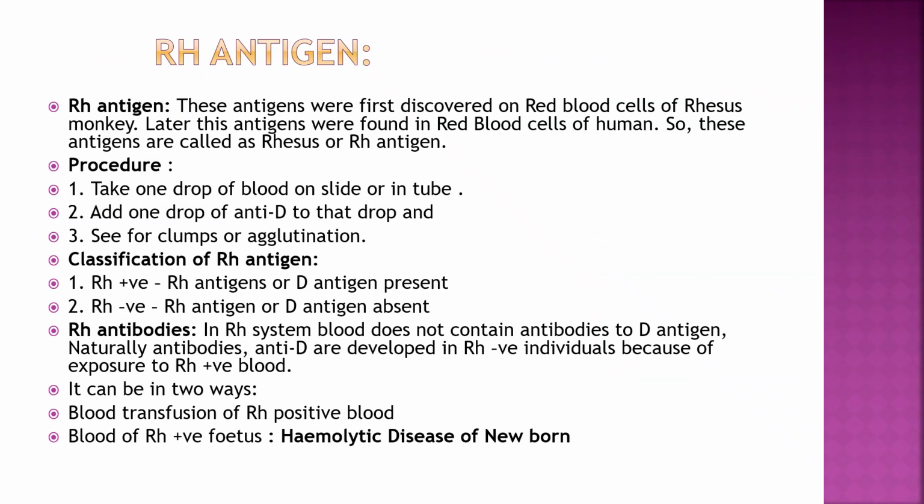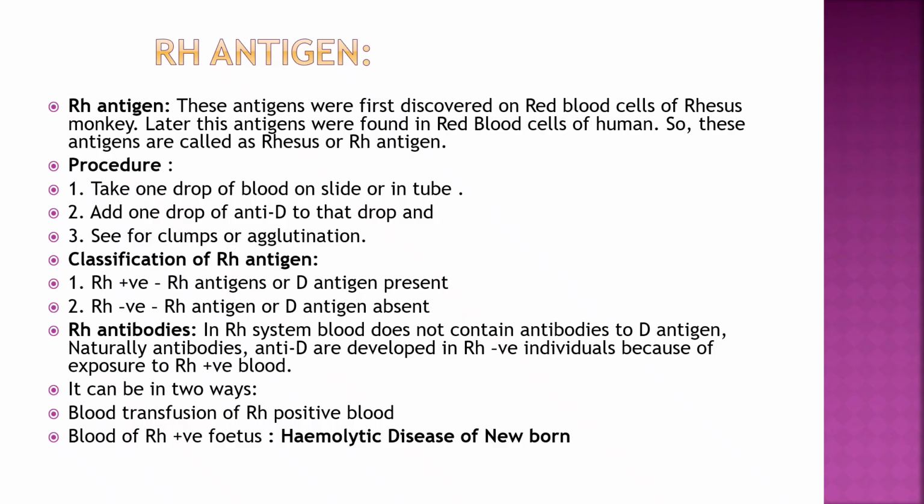Now a little bit about the RH antigen. The RH antigen was discovered in the rhesus monkey, and when one drop of blood is taken, add one drop of anti-D from the kit and look for clumps. If you see clumps, it is RH positive. If you see no clumps, it is RH negative. And natural RH antibodies are not present.